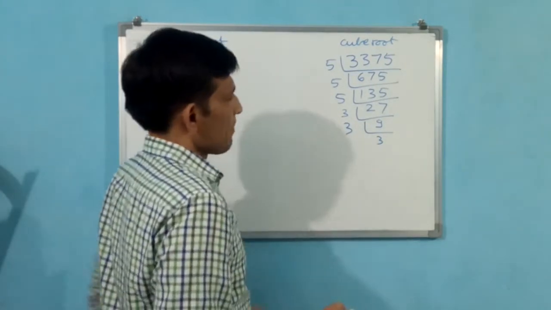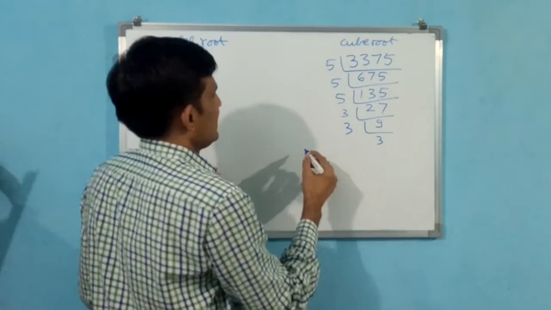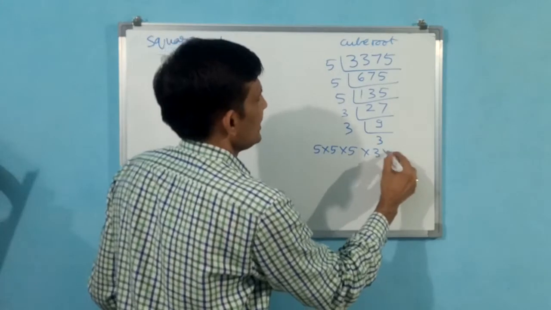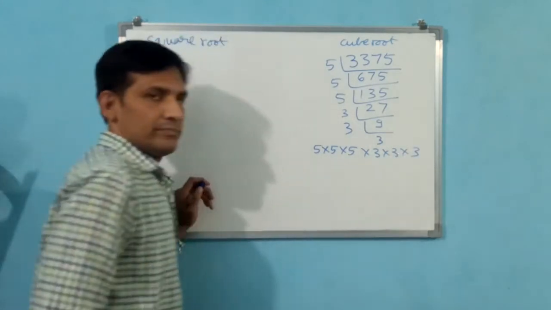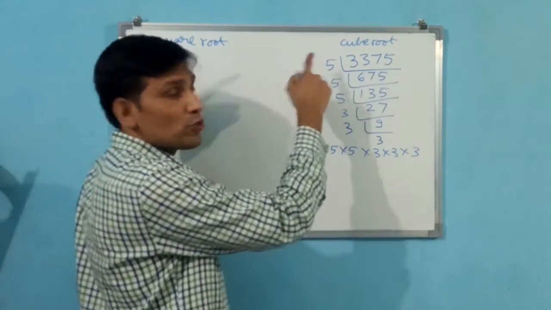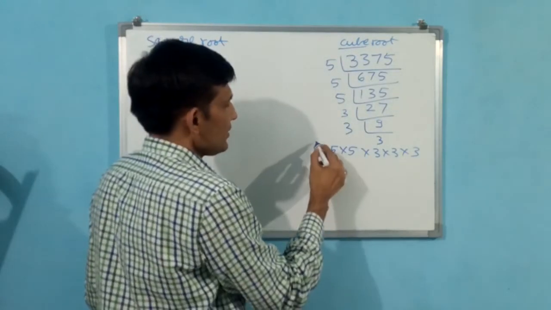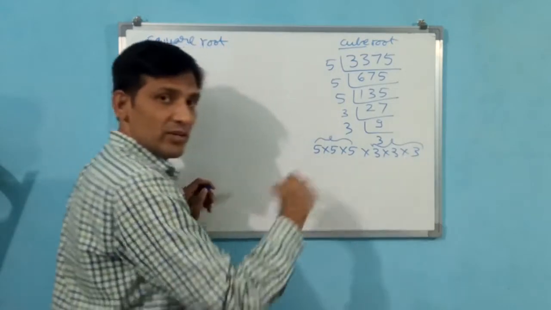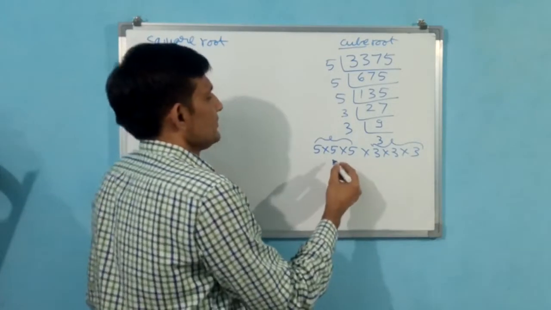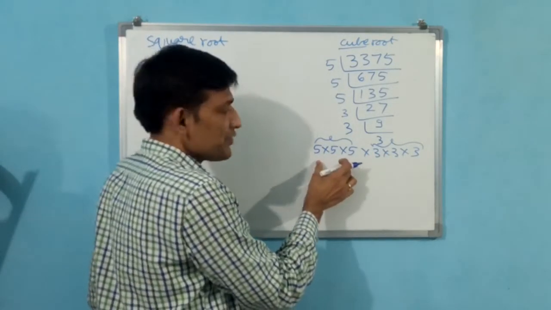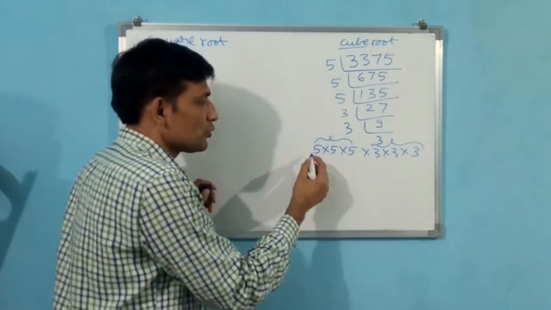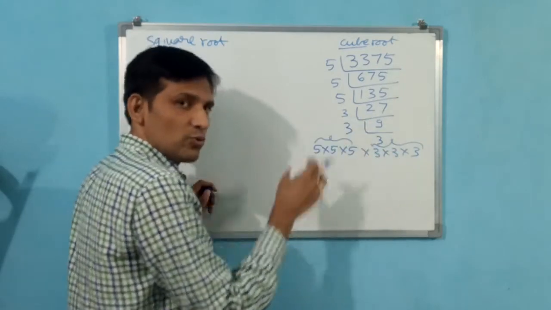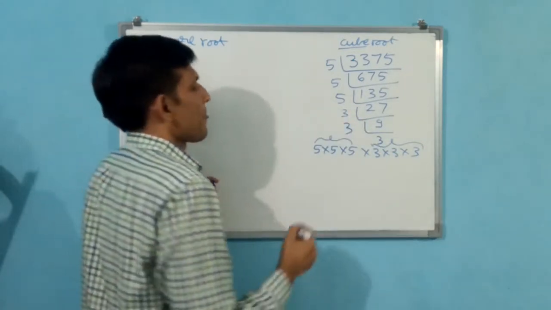I have completed. Now we write all factors: 5 into 5 into 5 into 3 into 3 into 3. We are finding cube root. Cube, that is why 3 digits you have to pair. While pairing, you should not pair 5 and 3. You have to pair 5 5 5, 3 3 3, 2 2 2, 7 7 7 like that.